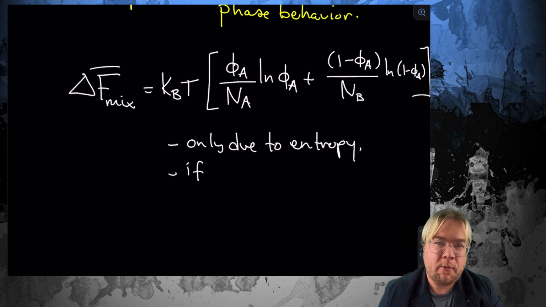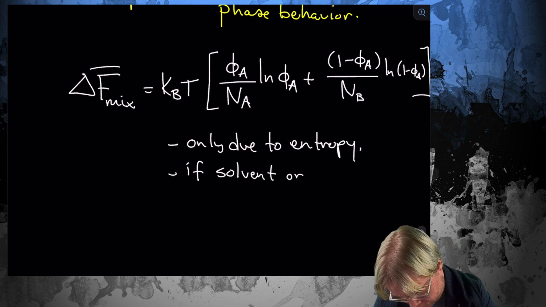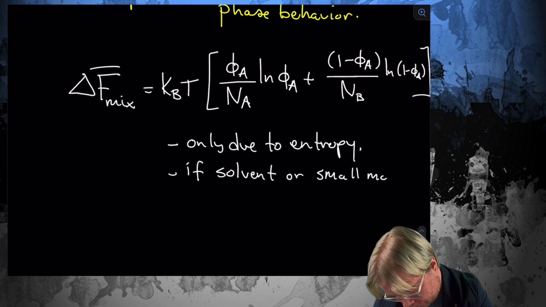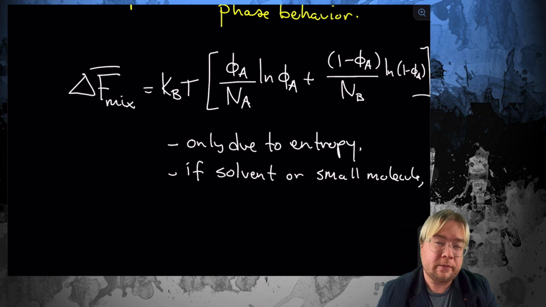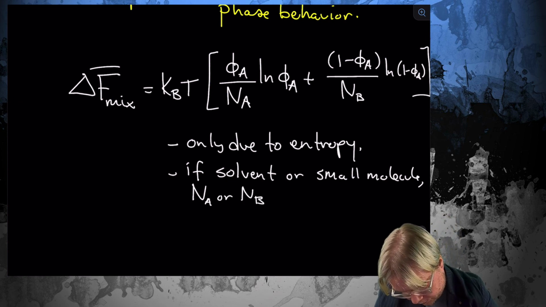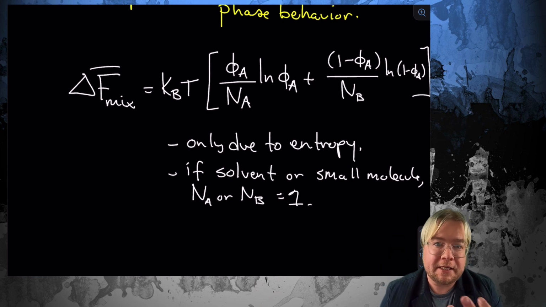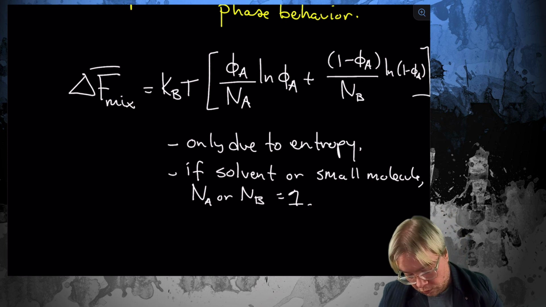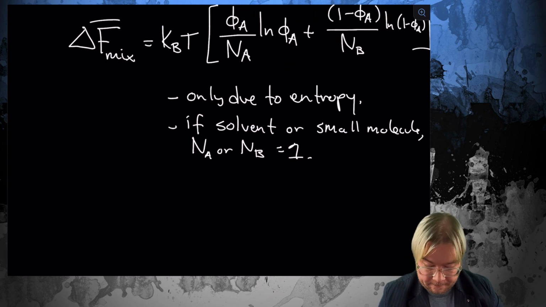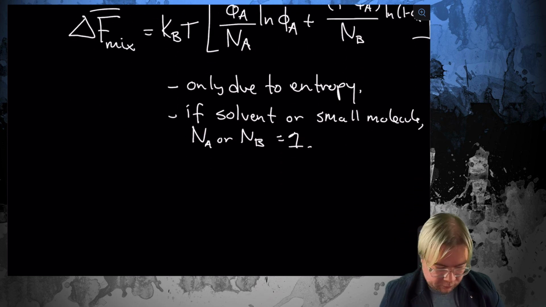If you have a solvent or small molecule, I hope it goes without saying, but the degree of polymerization of a small molecule, whichever it is, whether it's A or B, will be equal to 1. So you're going to have to make that simplification in your expression for the free energy depending on whether you have two polymers that you're mixing together, or whether you have a polymer and a solvent, or if you just have two solvents together. Okay. So that's that. That's where I'm going to end today.